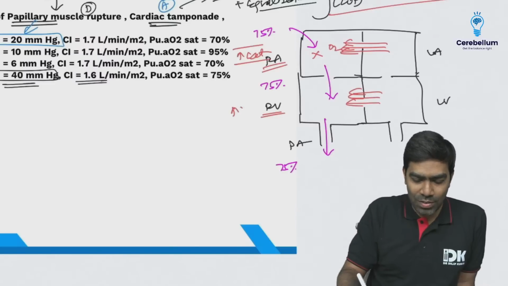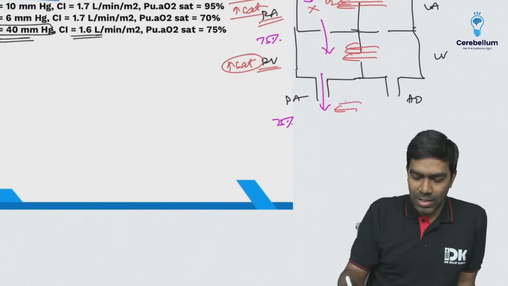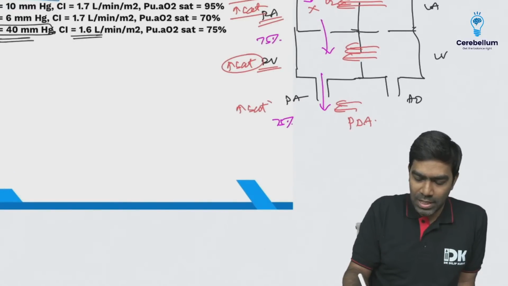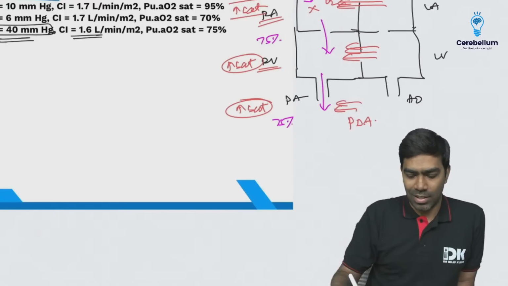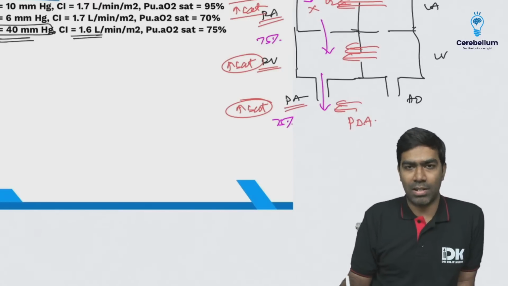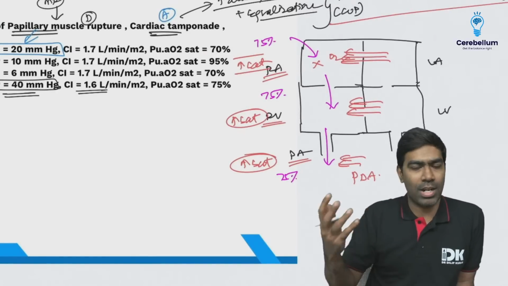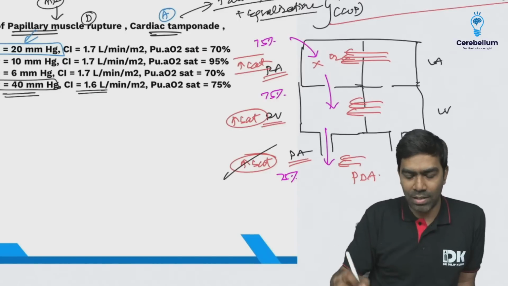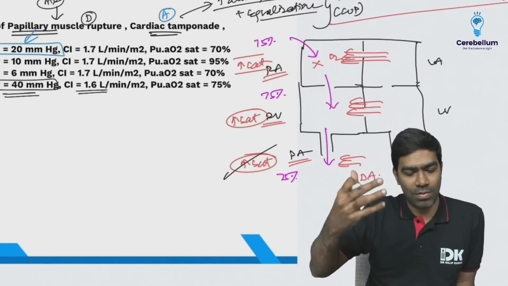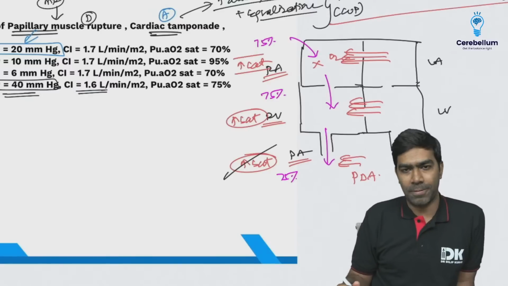That increased saturation will be seen in the right ventricle. If it's a PDA, if it's a patent ductus arteriosus, then this step up in saturation will be seen at the pulmonary artery level. But in all three conditions, there will be an increase in saturation in the pulmonary artery blood. So that's not going to tell you whether it's ASD or VSD or PDA. But in all three, ASD, VSD as well as PDA, in the final pulmonary artery blood, the saturation will be high.